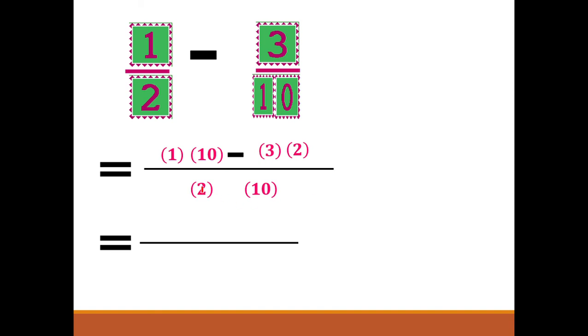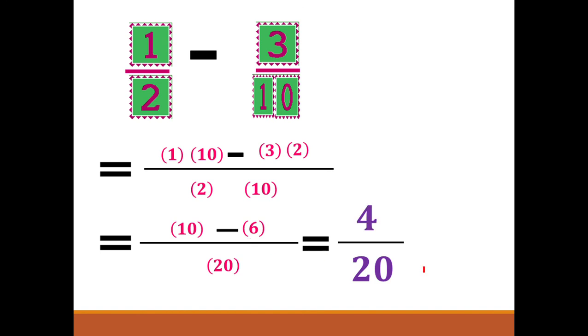So, alam natin 2 times 10 is 20. And the next, 1 times 10 is 10. 3 times 2 is 6. Pero yung minus, do not forget, ibaba dito. Minus and 6. Ayan. 10 minus 6 is 4. Diba? Ayan, 4. So, 4 over 20. Kaya nasabi ko sa inyo, pwede natin siya i-reduce. So, i-reduce natin sa lowest term, divisible by 4. So, we have 1/5. O, di ba?